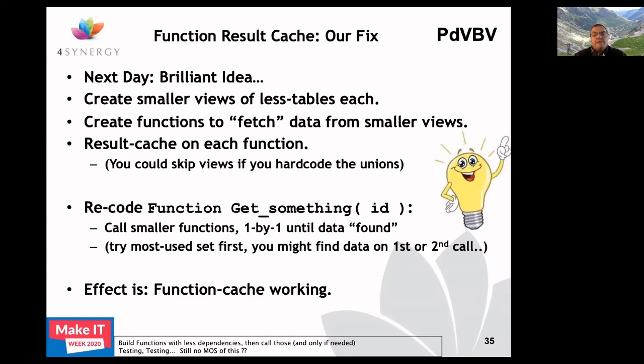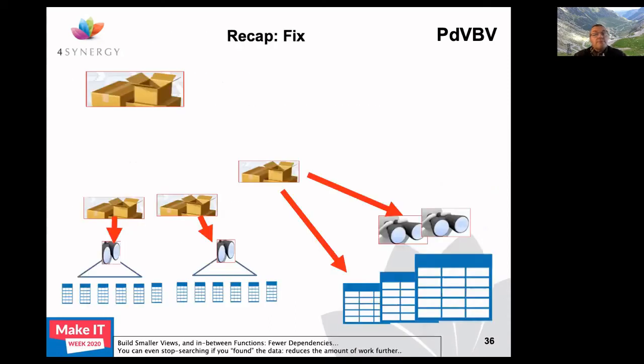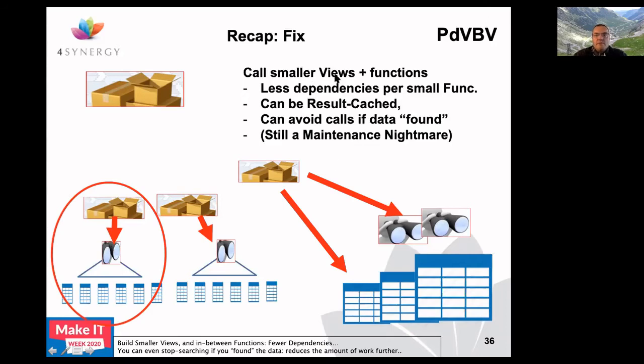I realize it can be difficult to explain this. I'll see if I can get a drawing for that. So I've got my original function here. And below the original function are 1, 2, 3, probably more smaller functions. The original function calls the first smaller function. This function only has a limited number of dependencies. This function can be result cached. Smaller views, less dependencies per function, can be result cached. And we can even stop looking once we find our data, because all those functions only return a single value. So when we find a value, we know we've got it and we can stop searching.